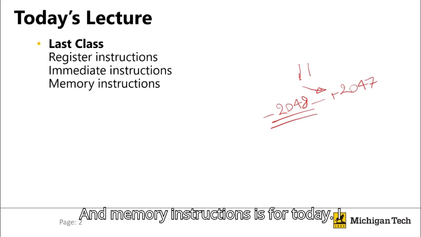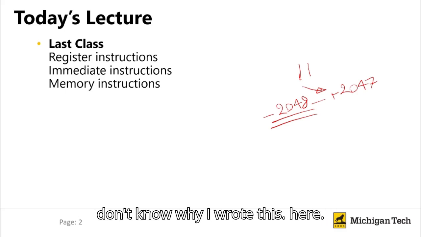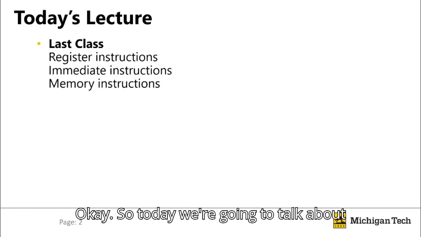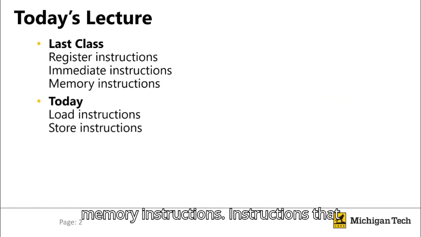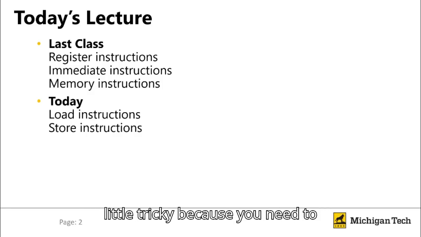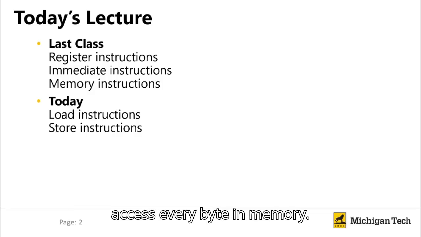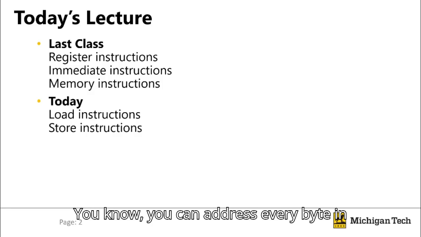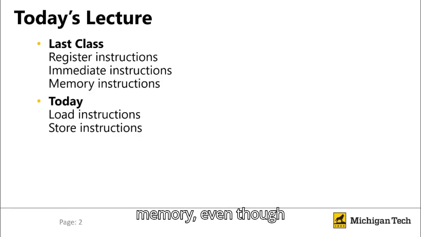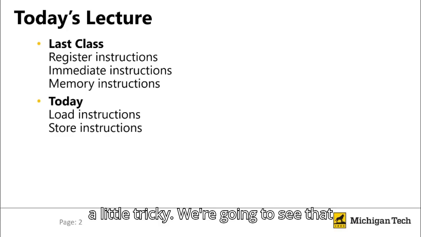And memory instructions are for today. Okay, so today we're going to talk about memory instructions. Instructions that work with memory are a little tricky because you need to know the structure of memory. Memory is byte addressable, so you can address every byte in memory, even though all registers are 64 bits, 8 bytes. That makes it a little tricky. We're going to see that today.